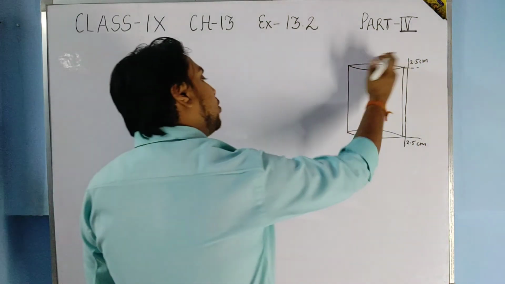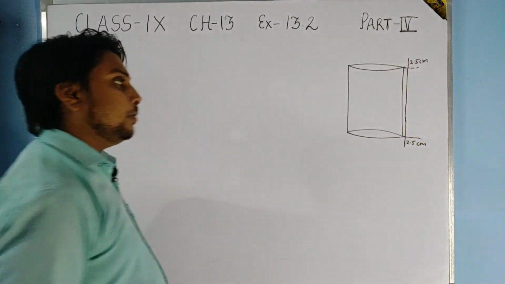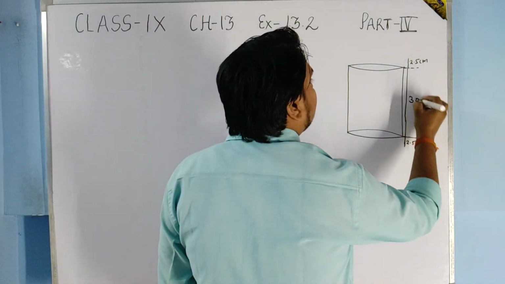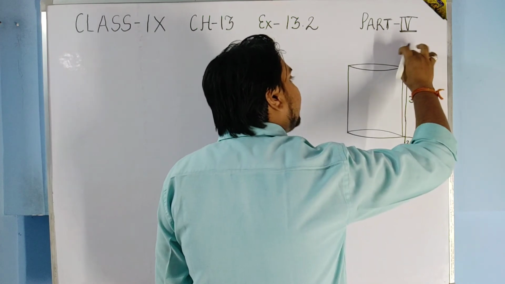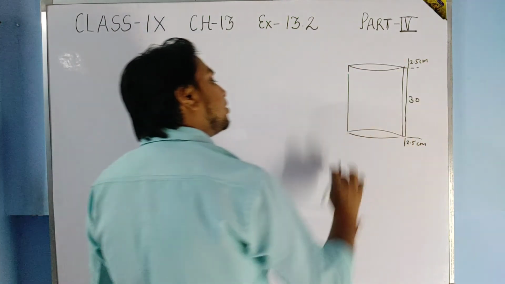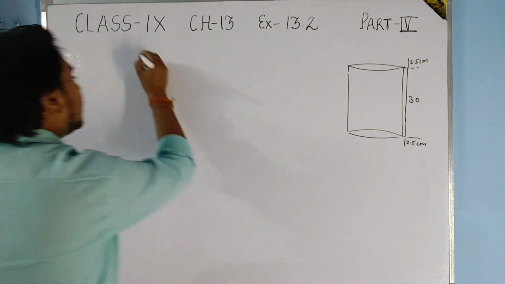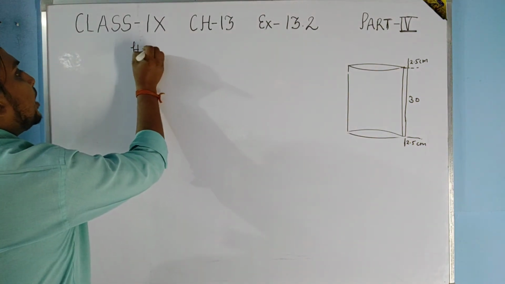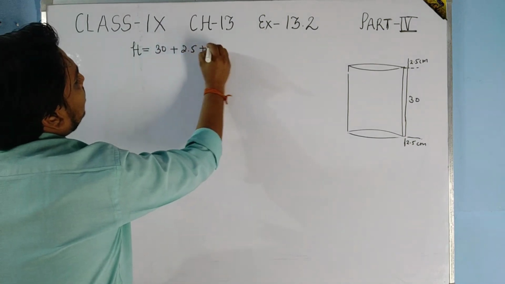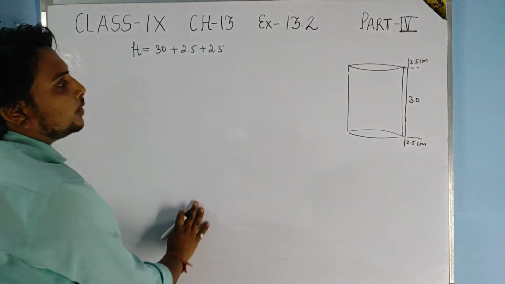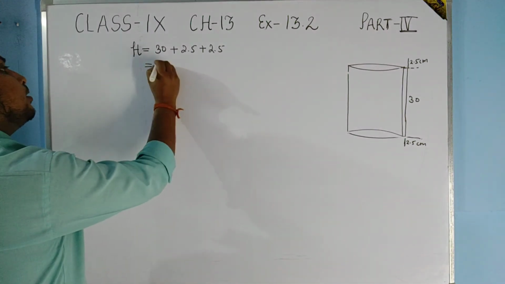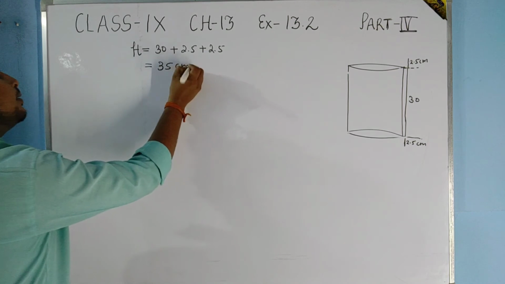Okay, to fold it properly. So it is said that the height of the cylinder is 30, but if 2.5 is extra from everywhere, and here also 2.5 is extra from everywhere, so what will be the new height? New height of the cylinder, 30 plus 2.5 plus 2.5. Okay, because it is given extra, so it will be 35 centimeter.